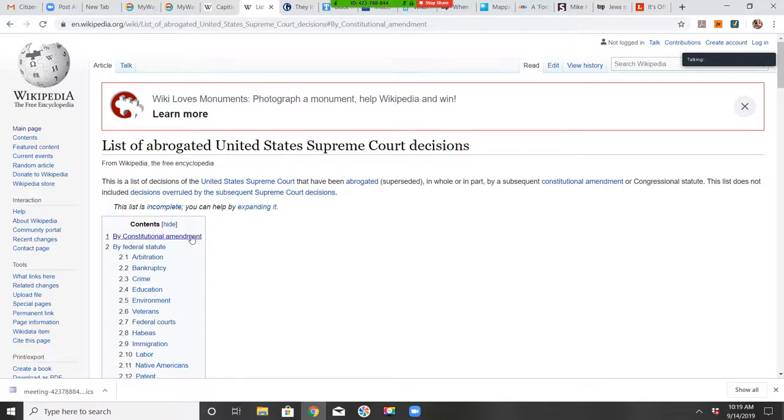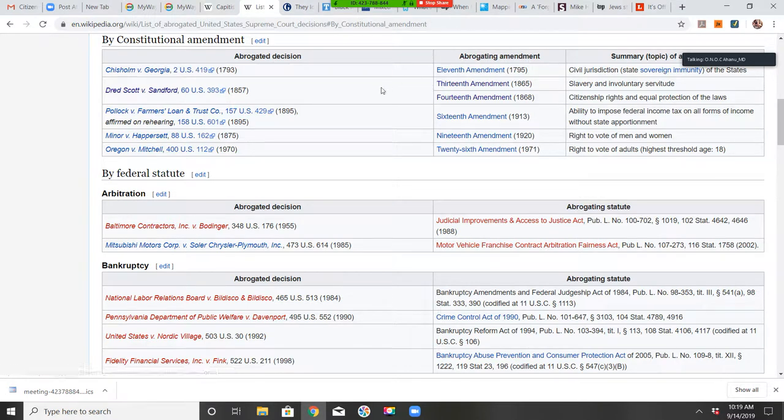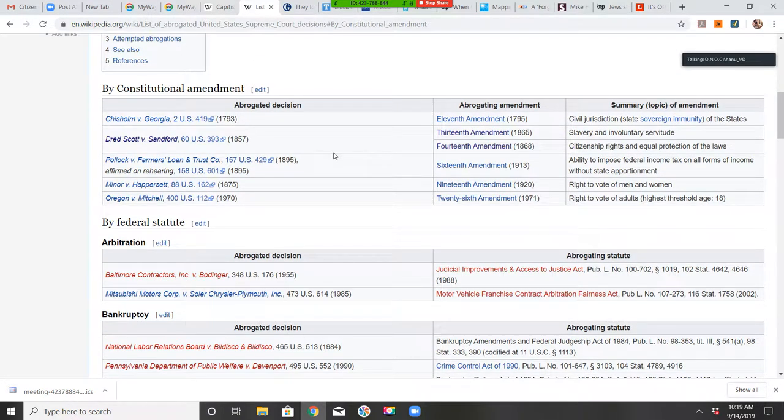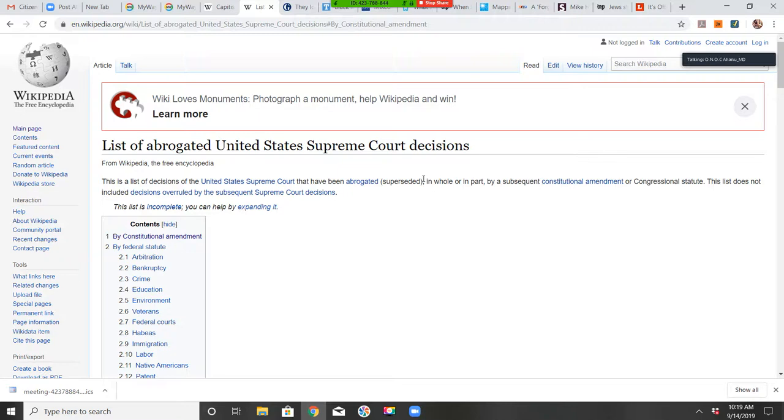Alright, so let's click on Constitutional Amendment. It's going to give us only 5 times in the history of this country where a court case was superseded by a constitutional amendment. Only 5 times. All right. Ours, in particular, what we want to focus on is Dred Scott versus Sandford. But I would love for you guys to even take a look at the rest of it, because it's going to show you how this whole, in whole or in part, works. Right?